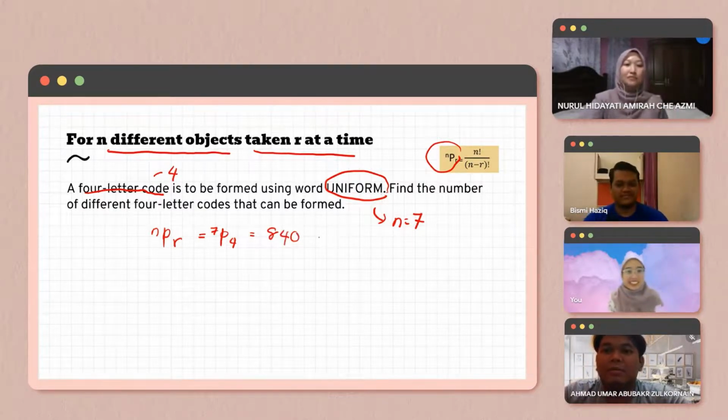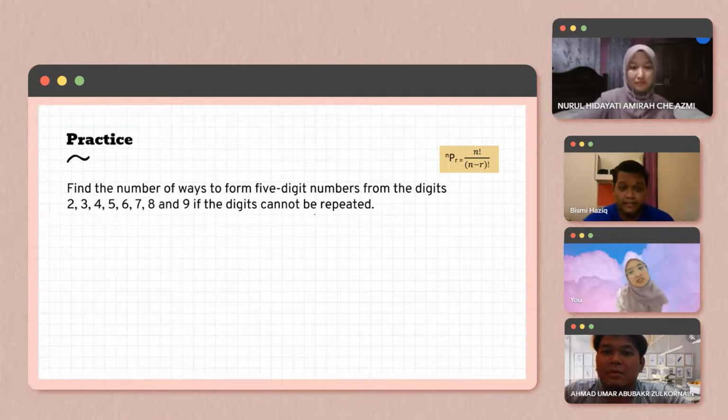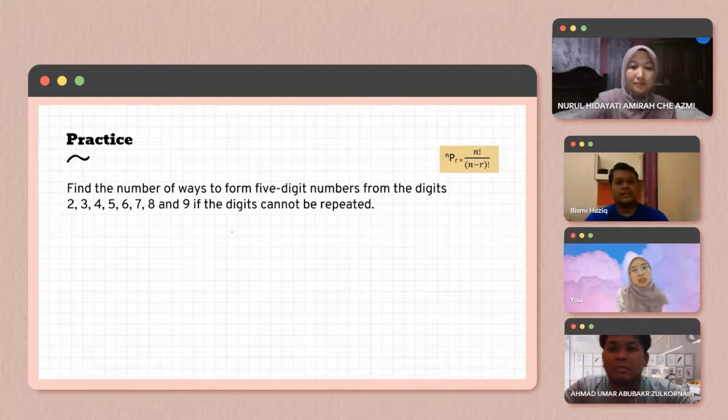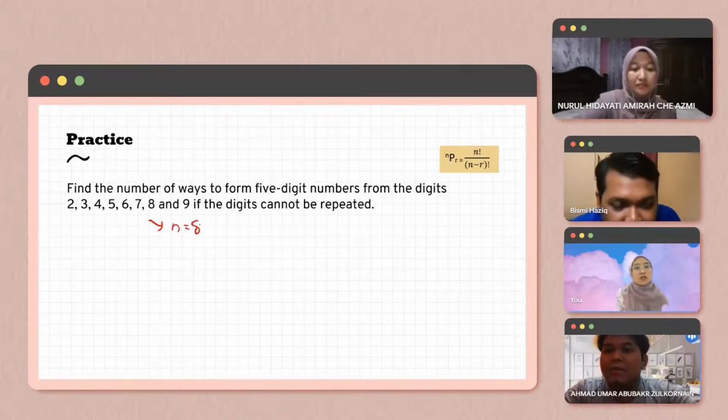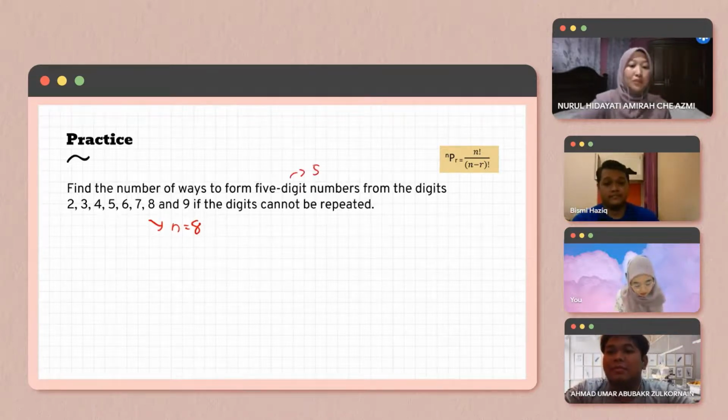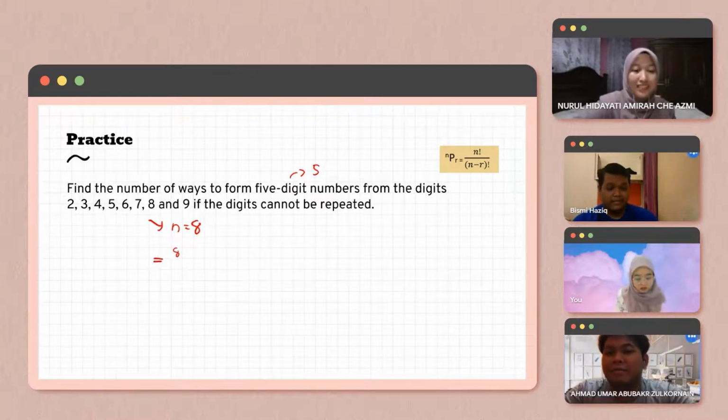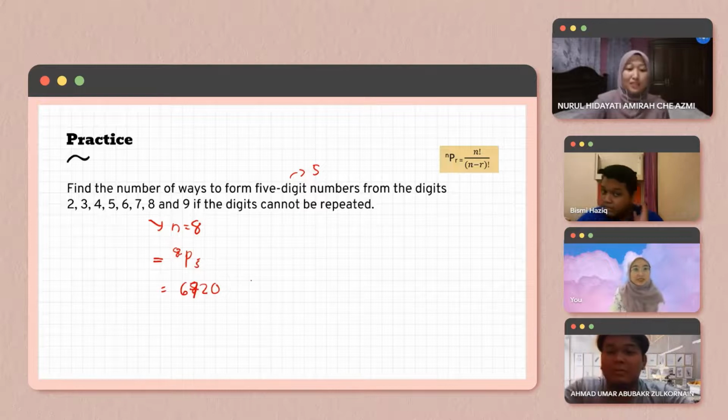Okay, try to do this question. Which one is N and which one is R? N is 8 and R is 5. So how can we solve this question? 8 P 5. We will get 6,720.